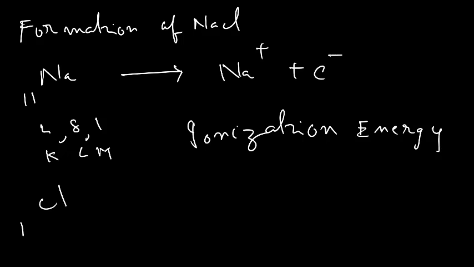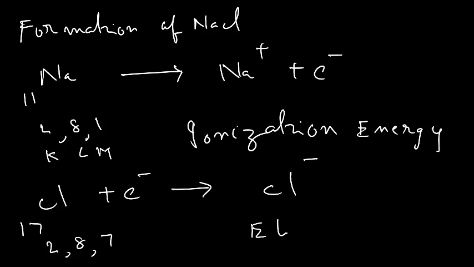On the other hand, chlorine has configuration 2,8,7. It is deficient of 1 electron to get the octet. Therefore, it takes 1 electron from outside and becomes Cl-. When chlorine takes an electron, a certain amount of energy is released. The energy released when an atom captures an electron is known as electron affinity.